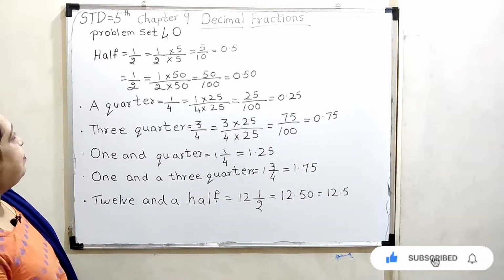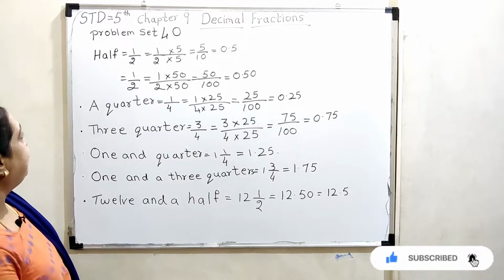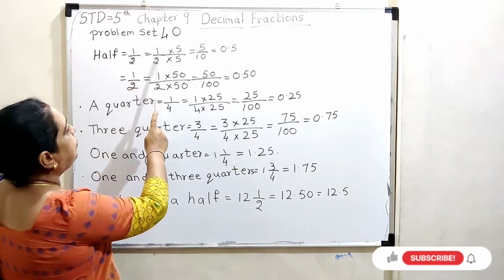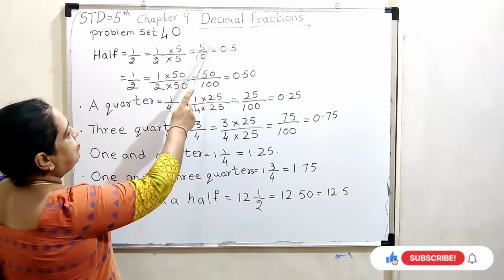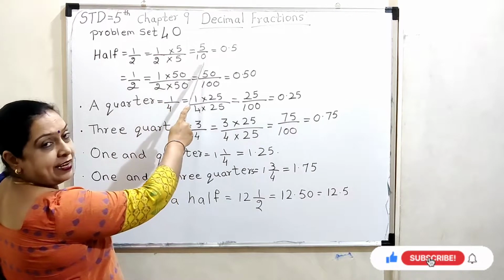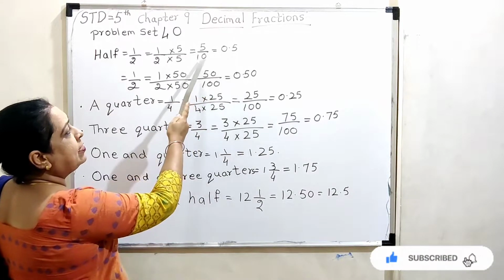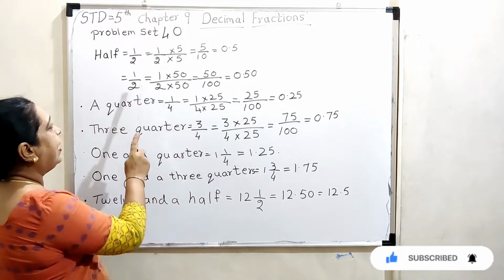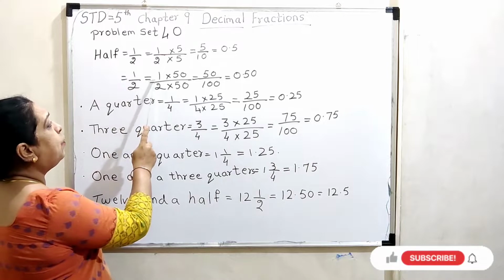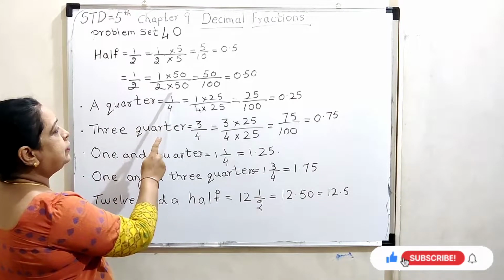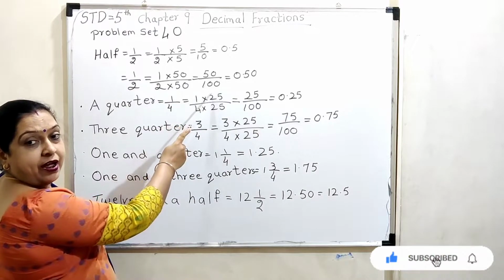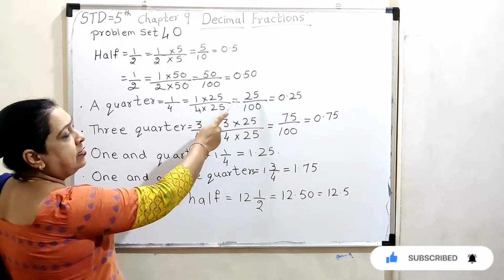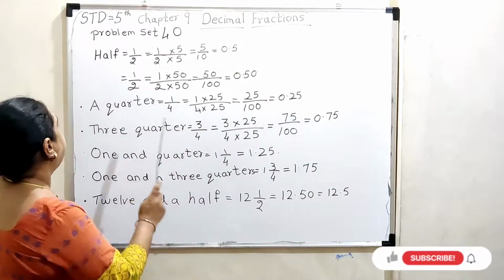First of all, before solving problem set 40, I want to tell you half. Half means 1 upon 2, that is equal to 1 upon 2 multiplied by 5. That is 5 ones are 5, 5 twos are 10. So we write 0.5 because here the denominator is 10. Or again, if half is written, we write 1 into 50, 2 into 50. 1 into 50 is 50 upon 100. So we write in this manner, in decimal form, 0.50.